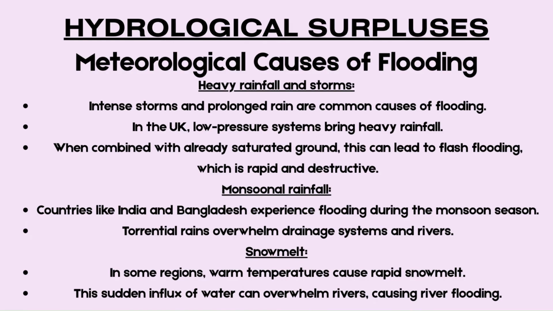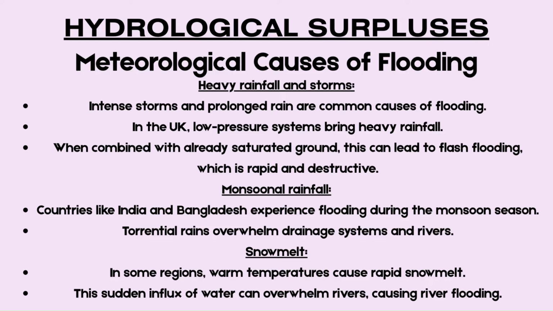Let's look at meteorological causes of flooding. Flooding is commonly caused by intense storms or heavy rainfall. In the UK, depressions and low-pressure systems bring heavy rain, which, when combined with saturated ground, can lead to flash flooding. These types of floods occur rapidly and can be highly destructive.